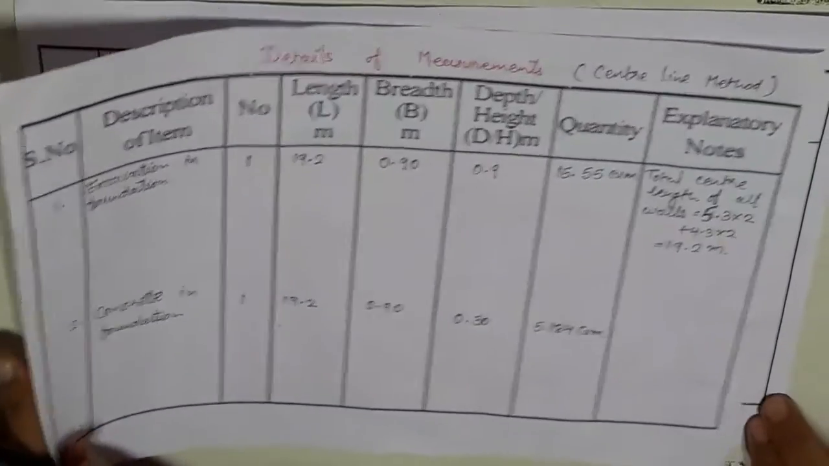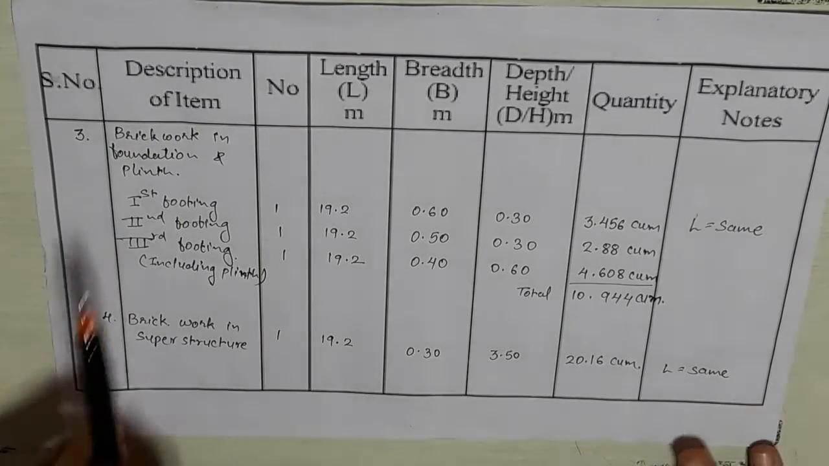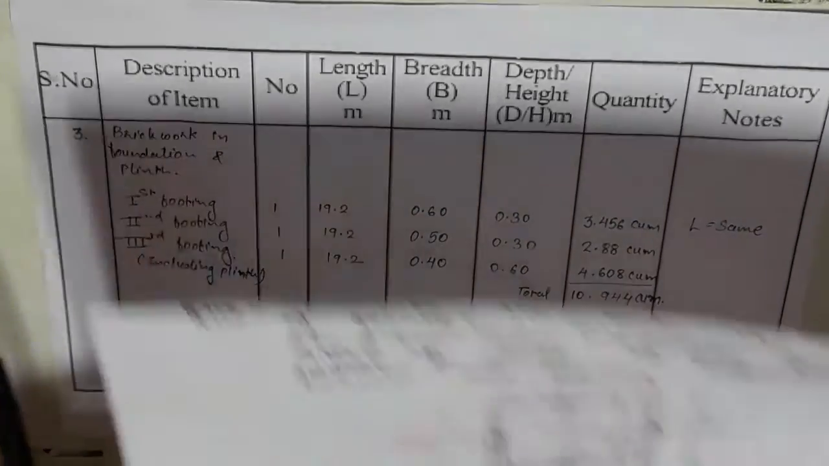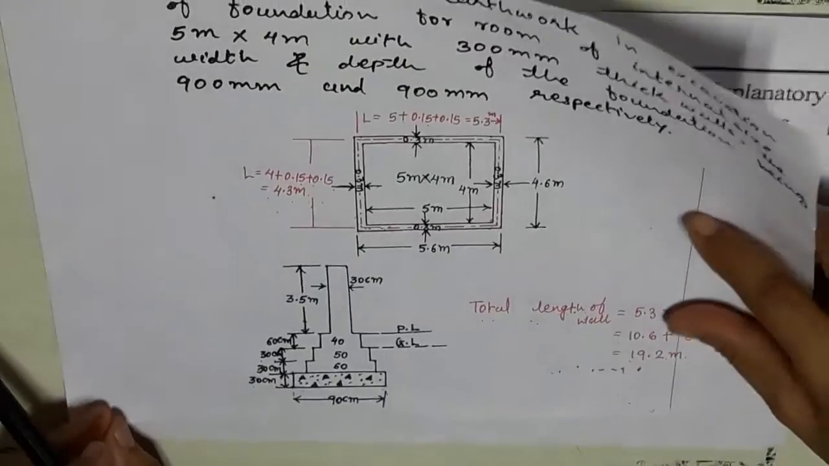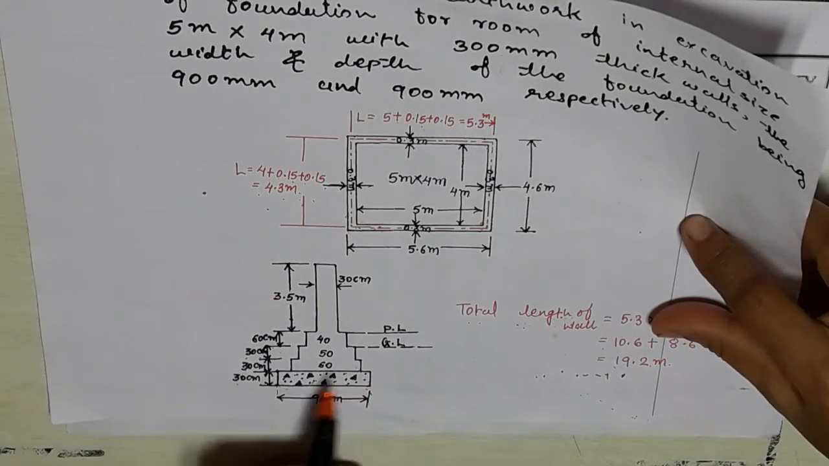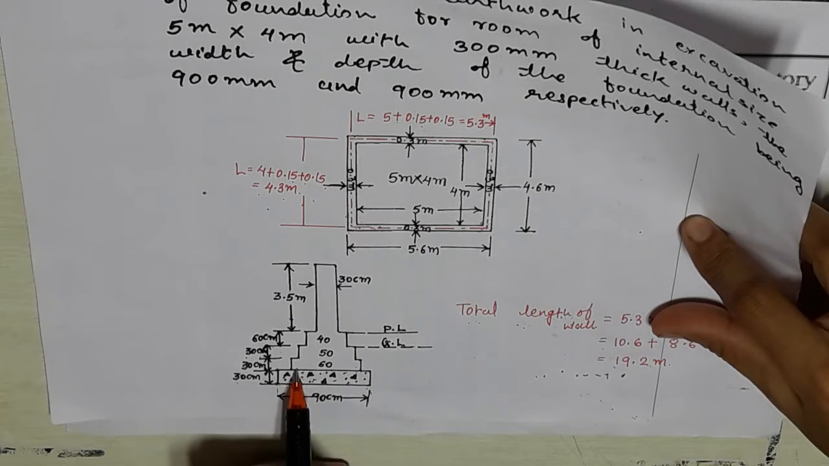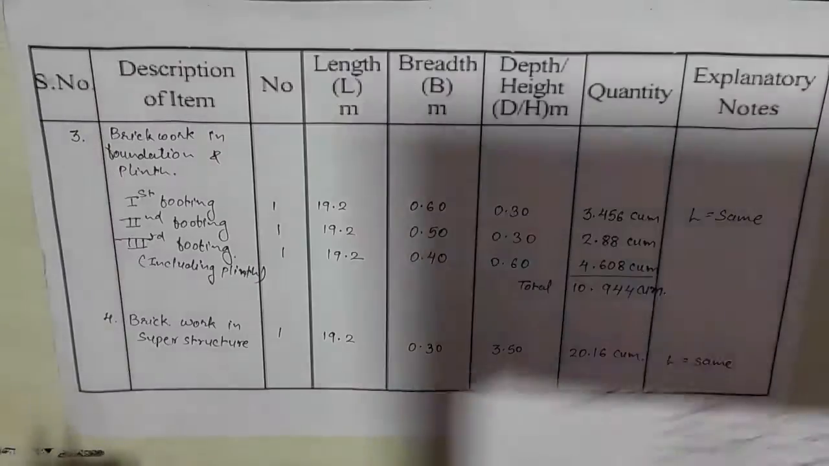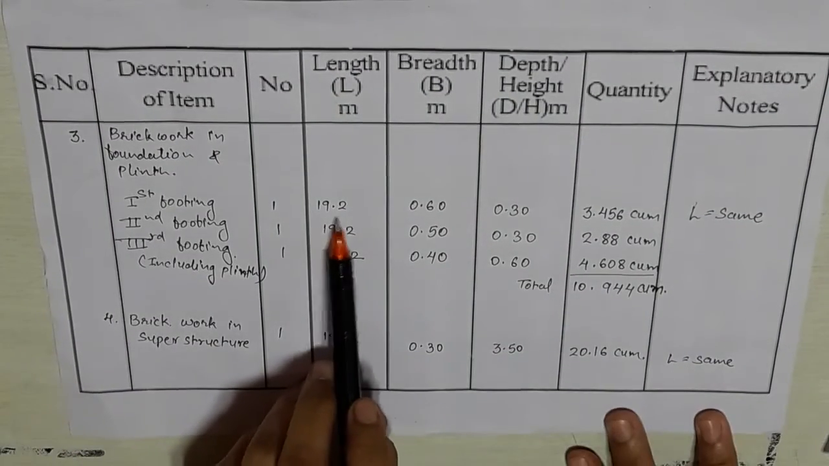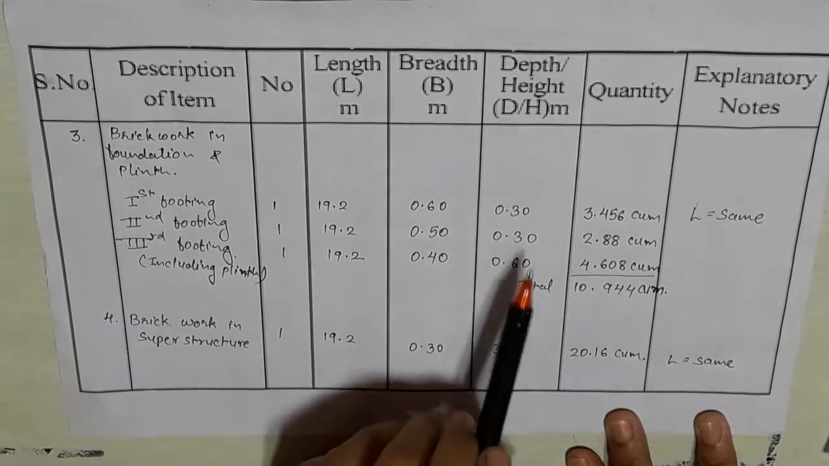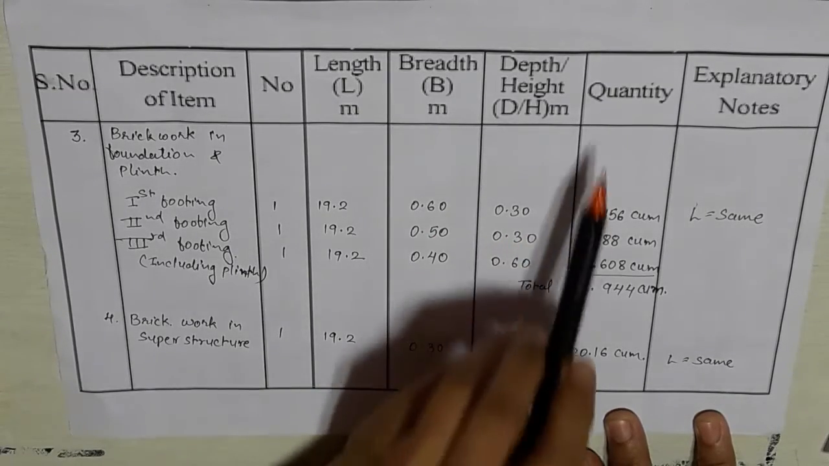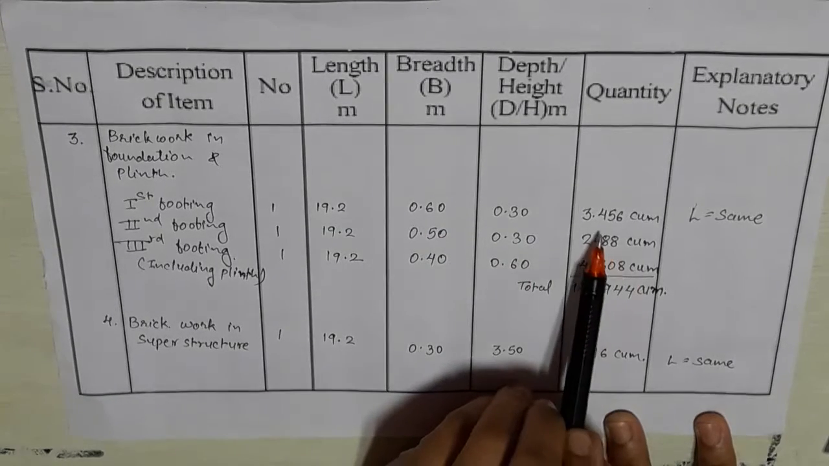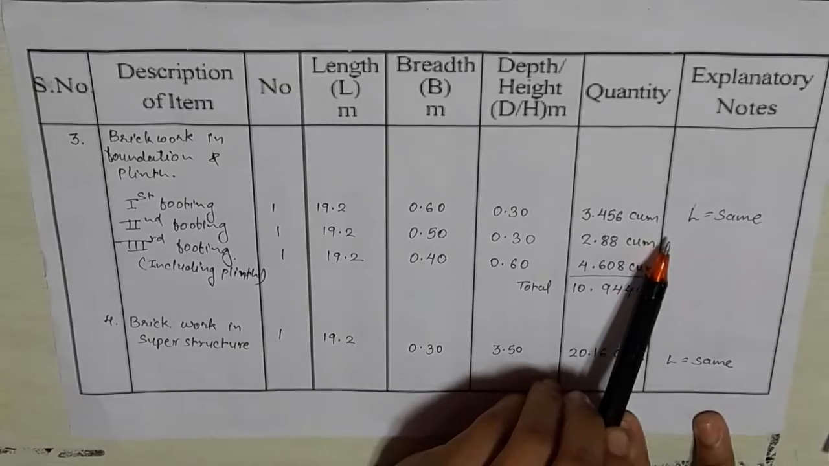Now the third quantity that we have to find out is brickwork in foundation and plinth. Here for the first footing, see, this is the first footing. For the first footing, the breadth is 60 centimeter and the depth is 30 centimeter. So the length will be the same for all, 19.2, breadth 0.6, depth 0.3 meter. So the quantity is 19.2 multiplied by 0.6 multiplied by 0.3, so it comes to 3.456 cubic meter.